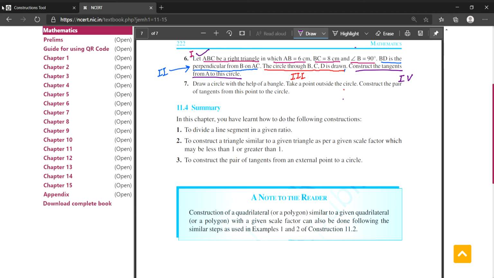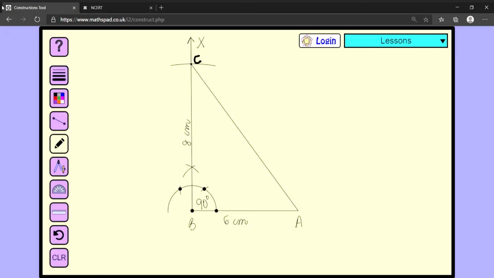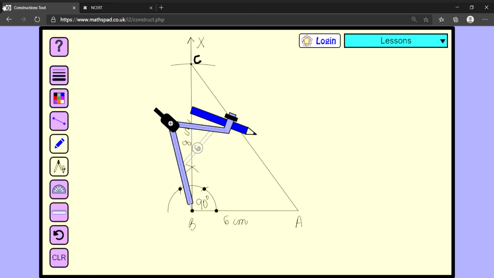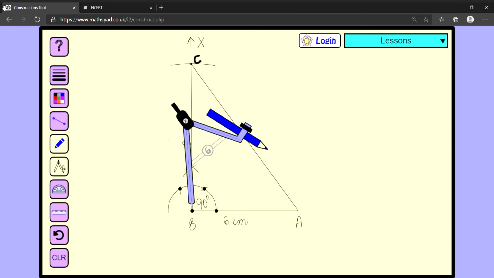Second part is to construct perpendicular from B onto AC. So if in a triangle we want to construct perpendicular to one side from the opposite vertex, the steps that we need to follow are: first of all, you want to draw an arc from the vertex from where we want to construct the perpendicular with suitable radius. So the radius here can be taken as slightly bigger than the distance of point B from AC. So as you can see here, the compass is reaching the exterior of the triangle and B is the center from where I would like to draw an arc.